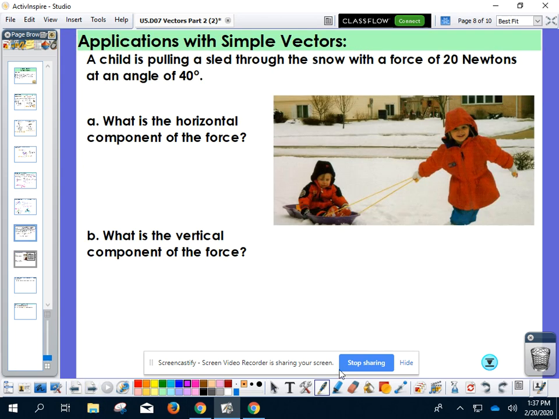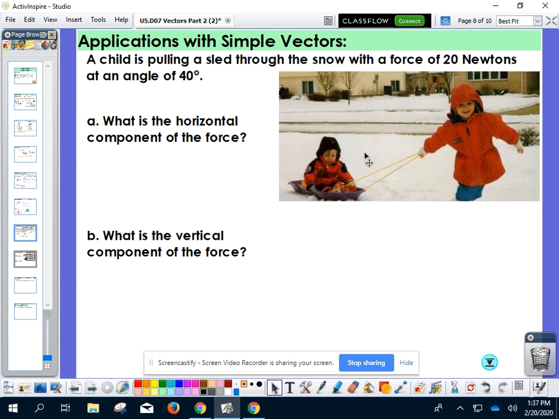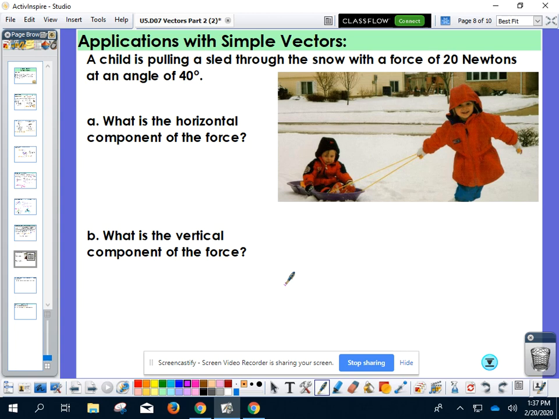Our second example features a nice picture of myself and my little brother when we were little, playing in the snow. So a child, which happens to be me, is pulling a sled through the snow at a force of 20 newtons. I had a chubby brother. So that force right there, we're seeing 20 newtons. That's the magnitude of the vector at an angle of 40 degrees. So if I draw a horizontal line here, the angle that the string of the sled makes would be 40 degrees. So what is the horizontal component of the force?